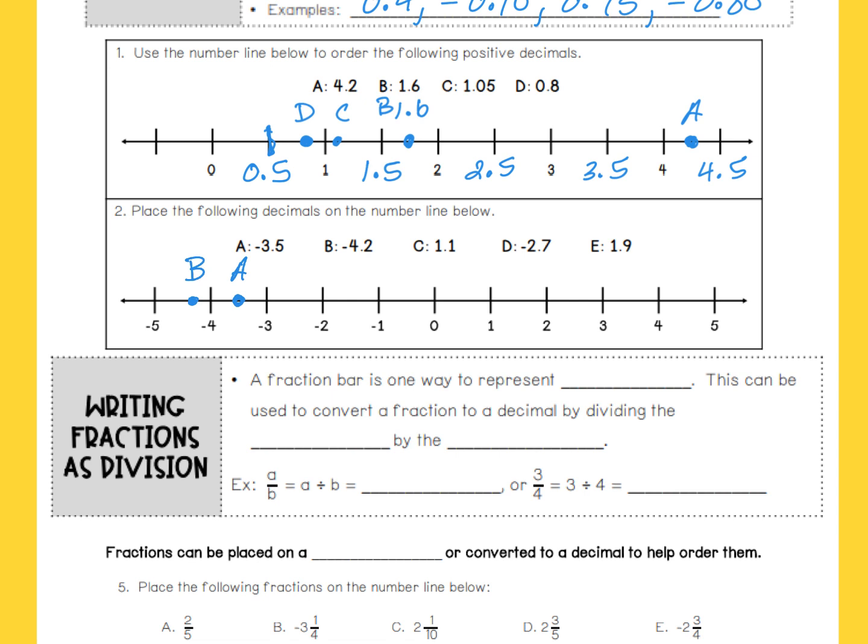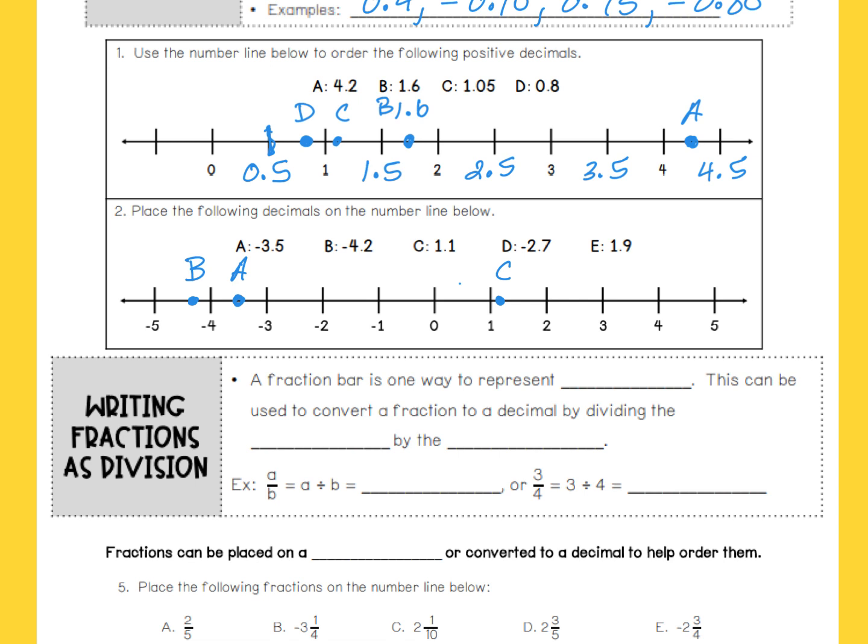When I look at letter C, I've got 1.1. So that would be the same as having $1.10. So that's probably going to be really close to my positive 1, right after my positive 1, because I have 1 whole plus 10 cents, but I don't quite have $1.50. So my letter C is going to be pretty close to my $1.